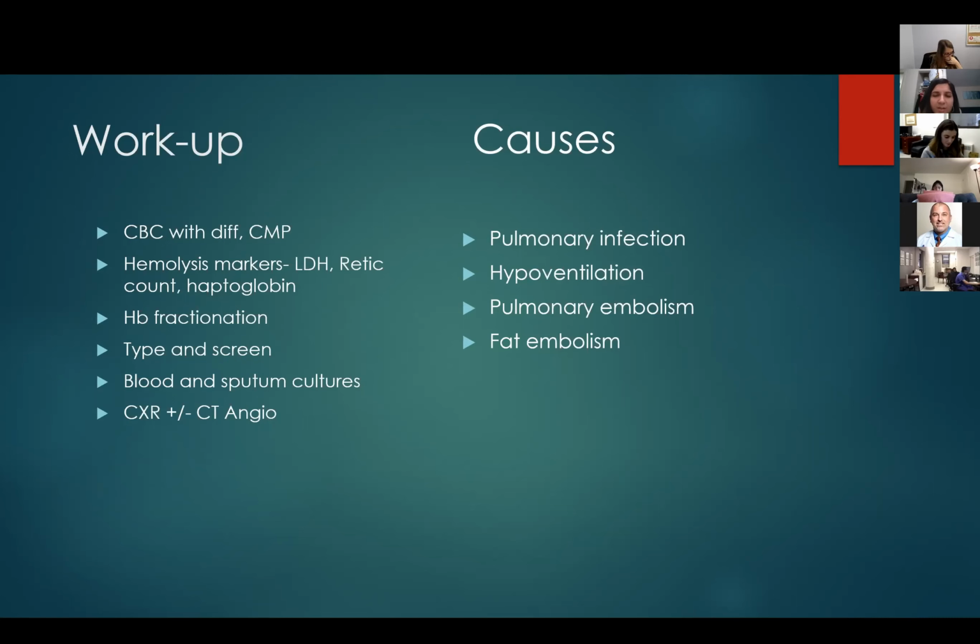And usually if it's associated with fat embolism, those episodes tend to be more severe and are associated with multi-organ dysfunction. In terms of workup, I don't think there's anything special. These things are pretty intuitive, but definitely please send a hemoglobin fractionation. And that is something that you should be sending for every sickle cell patient who gets admitted to the hospital.